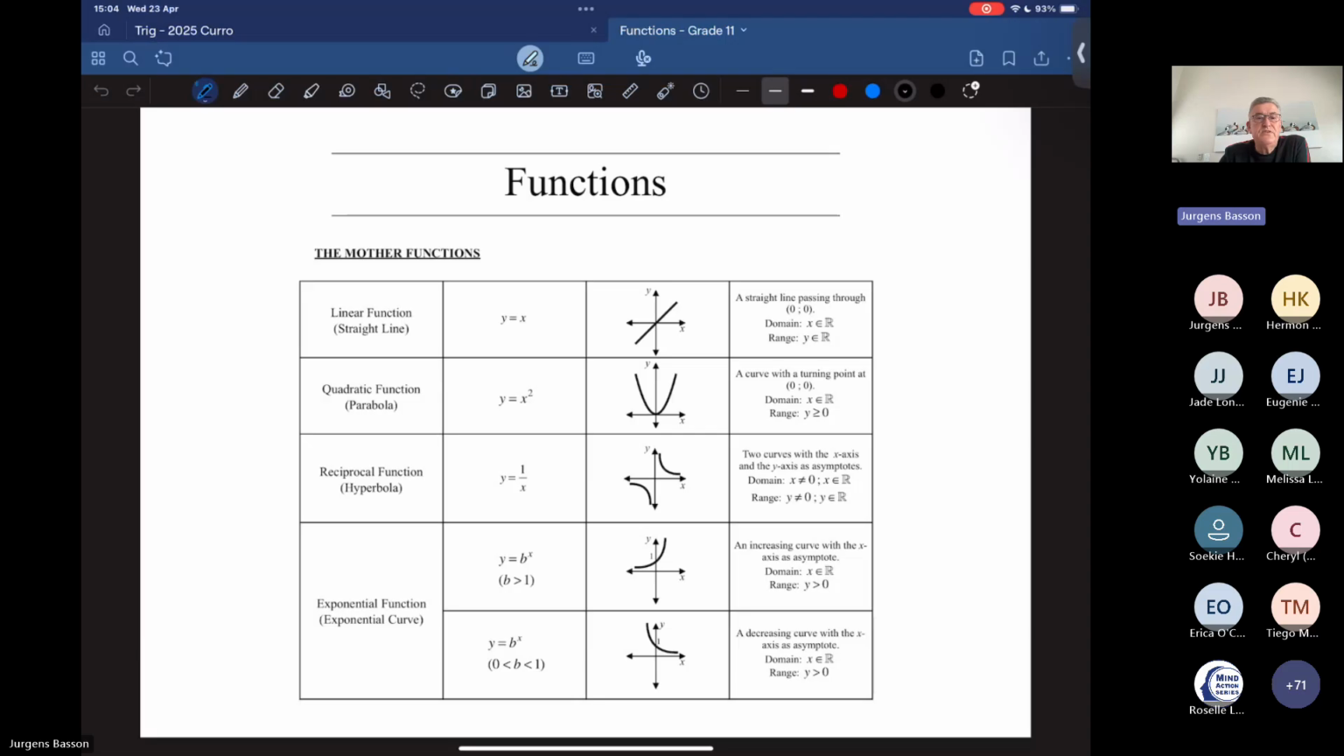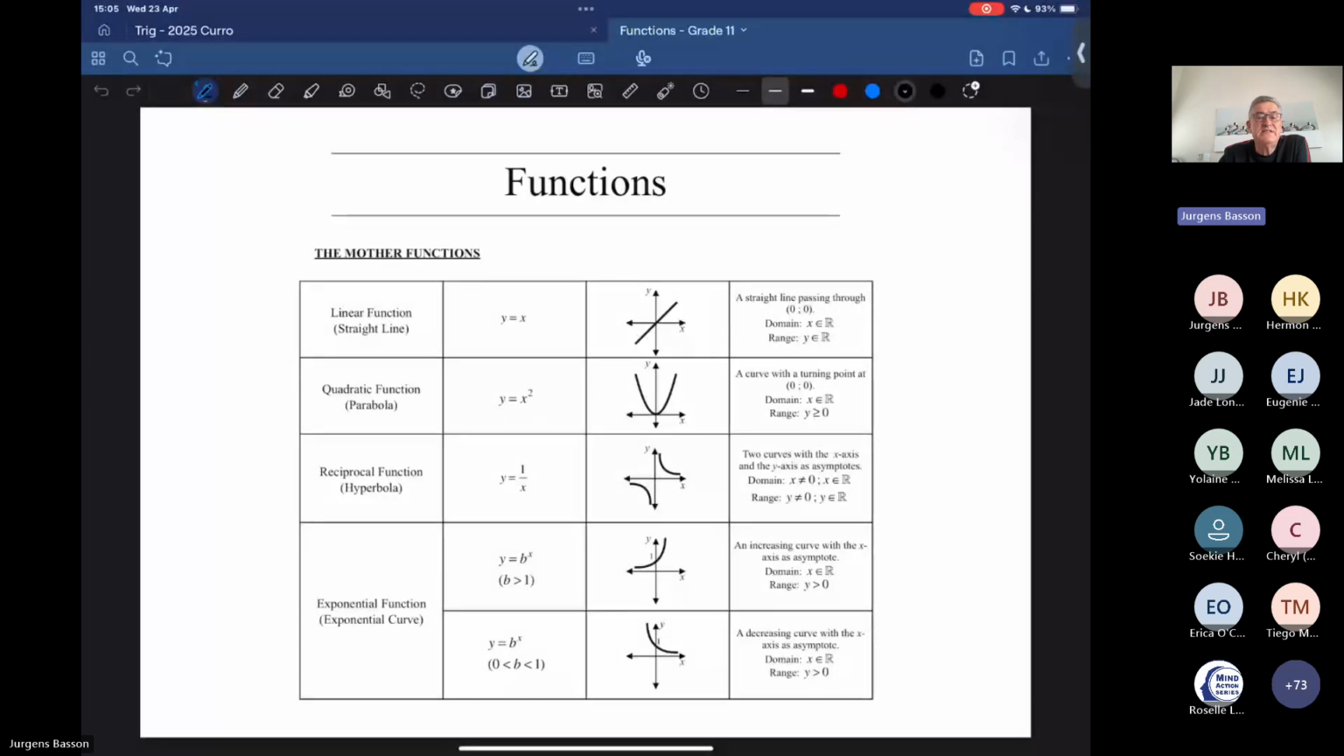First of all, what I find quite important is to discuss with the learners what I like to call the mother functions. I always make a little bit of a joke. I always say to the grade 12s, you must just say it slowly. It's mother functions. Otherwise, if you say it too fast, it may sound quite like a very terrible word.